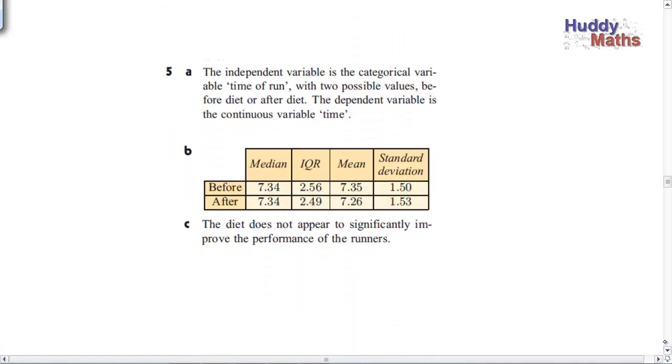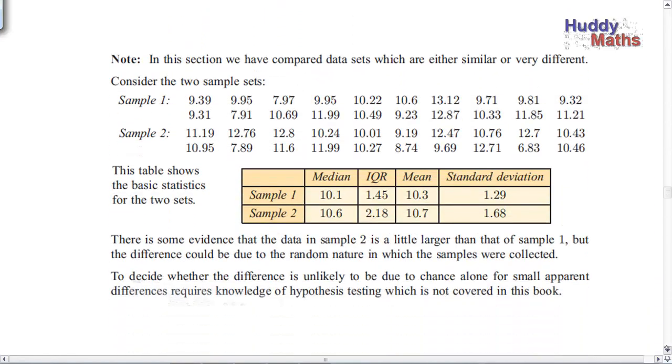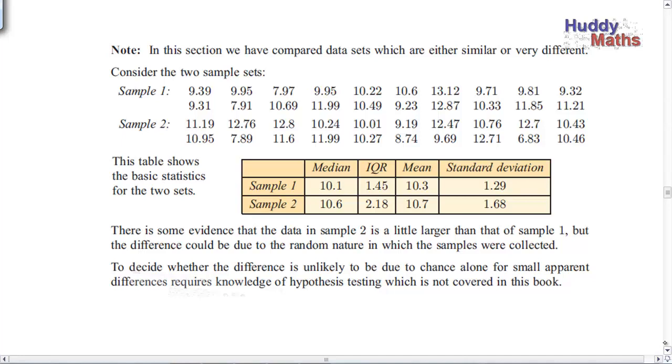Here we are. How did you go? Making a conjecture. Okay. Let's go on and have a look at some general comments now. They've chosen in this section data sets which are very similar, very different.